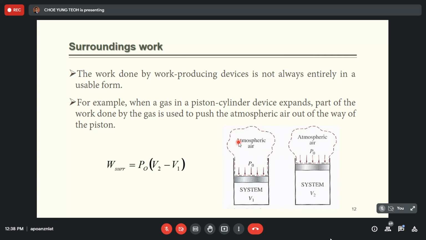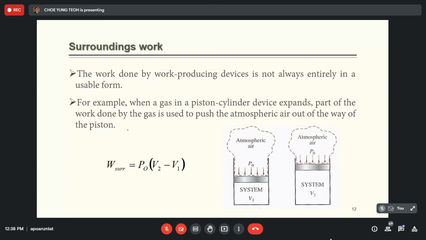Maybe the surrounding work can be very small, but in some cases, especially with a small amount of pressure and small amount of power, you still have to consider the work done to the surrounding. Because the atmospheric pressure is pressing on the piston, if you want to move the piston, you have to work against the atmospheric pressure.